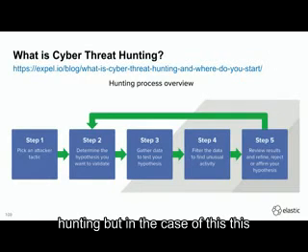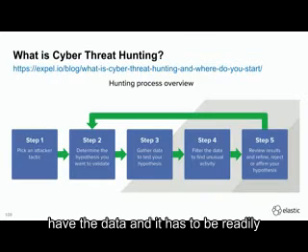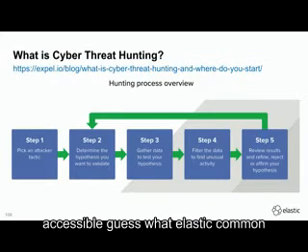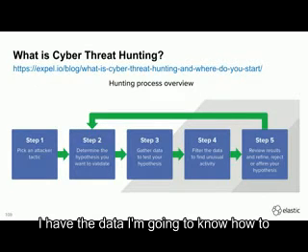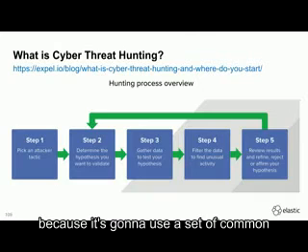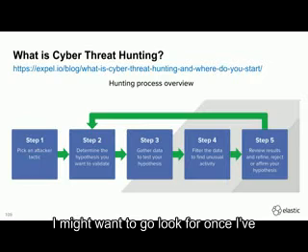But in the case of this example, I've got to make sure I actually have the data, and it has to be readily accessible. Guess what? Elastic Common Schema works wonderfully here, because if I have the data, I'm going to know how to search for it really easily, because it's going to use a set of common field names to represent that data that I might want to go look for.